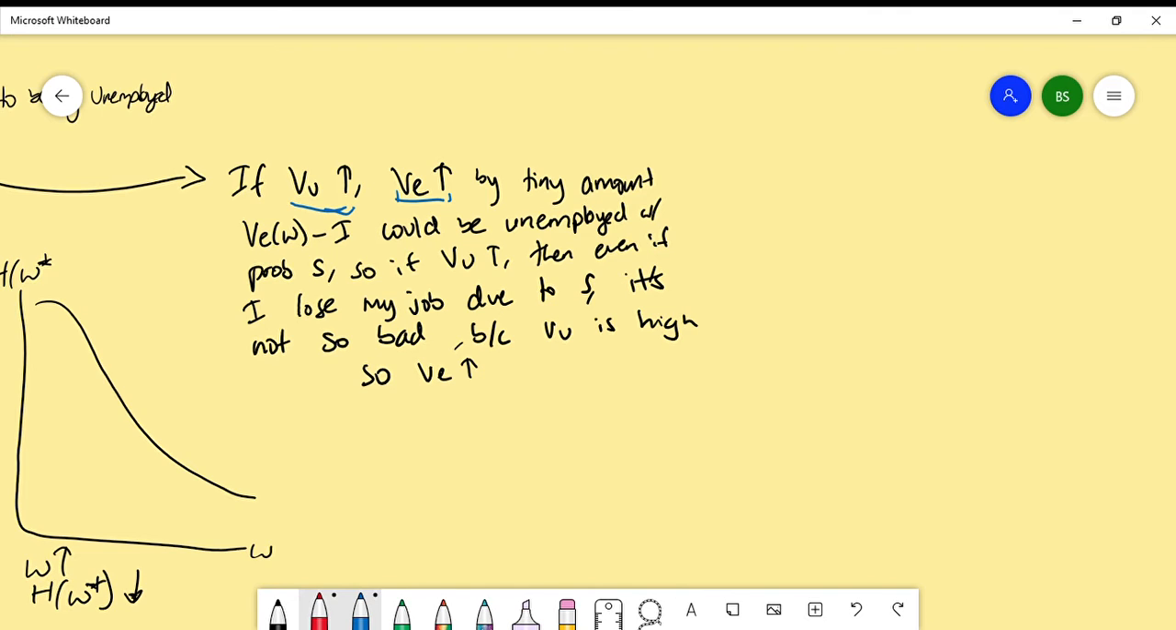I could be unemployed with a probability of S. If I have a job, here's my little briefcase that I bring to work. There's a possibility that I could lose my job. It's not like I'll be there forever. The probability of me losing my job is S. So let's say that I lose my job and now I become unemployed.